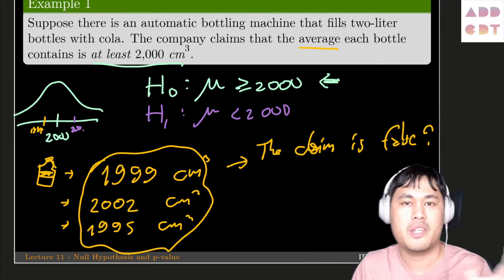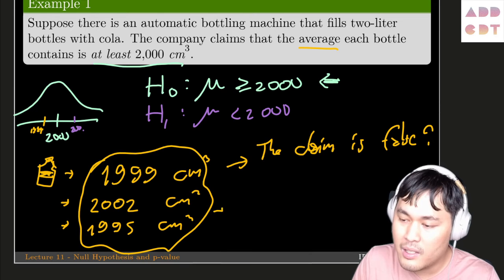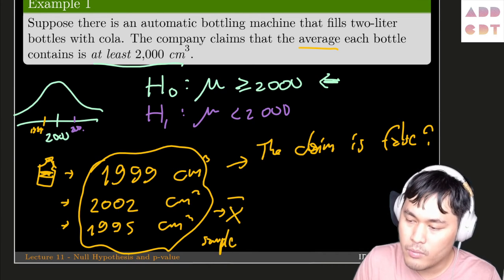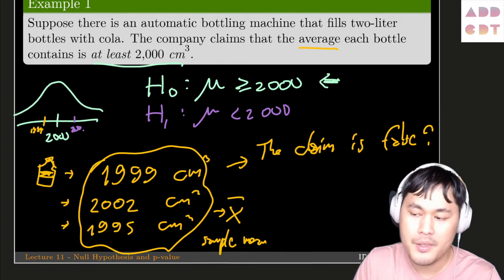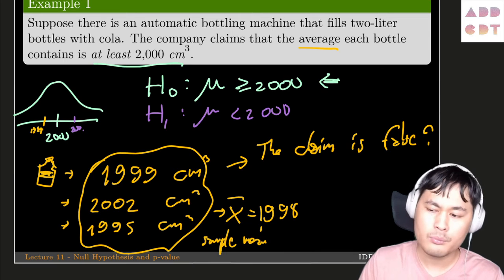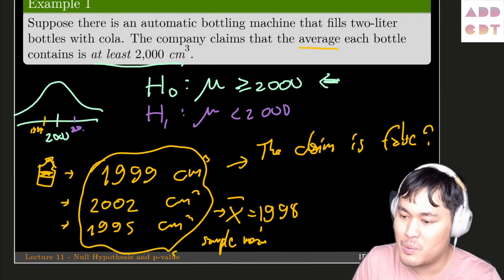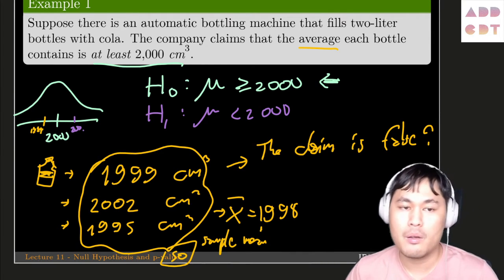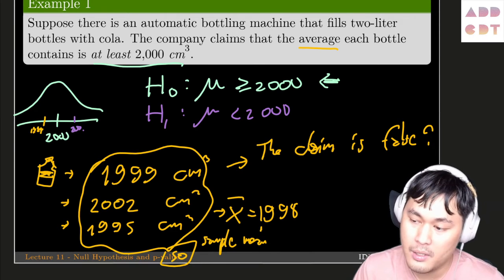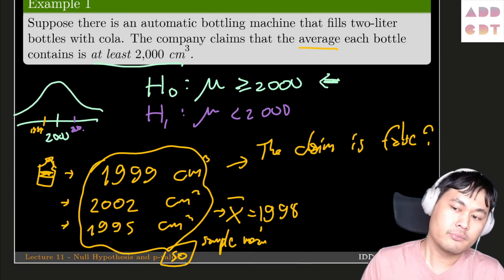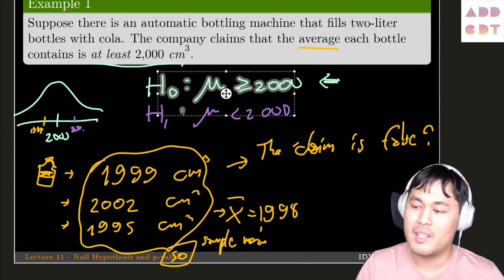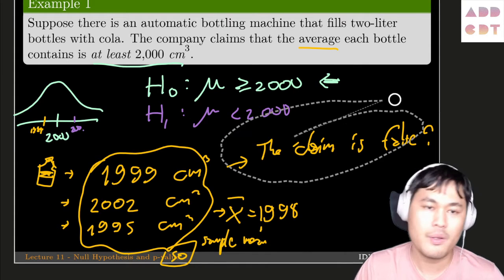once you get enough samples, we can get the average. This is what we call the sample mean. And let's say the sample mean is 1,998. Let's just say we have enough money to buy 50 bottles. So based on those 50 bottles, we get the average of 1,998. Then what can you say about the claim, the actual claim? Can we still say that the claim is false?